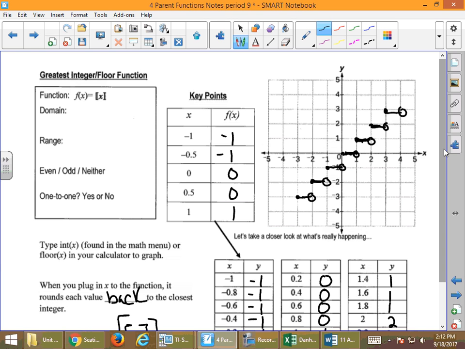Our domain of this function is still negative infinity to infinity, but our range is limited. The steps are at 0, at 1, at 2, at 3, at negative 1, and negative 2, and negative 3. Our range are the integers.